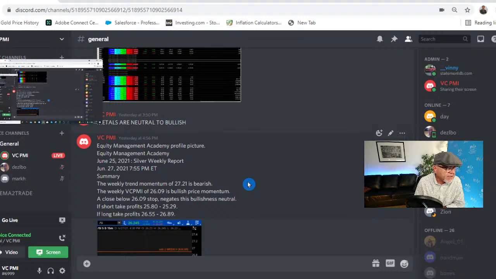And it told you basically that the weekly trend momentum was 27.21 in silver, and it was bearish. It also gives you an additional filter in the report, the 9-week moving average, to identify the trend momentum. The weekly VCPMI is the moving average. In this case, 2609 is telling us that we're coming in with a bullish price momentum.